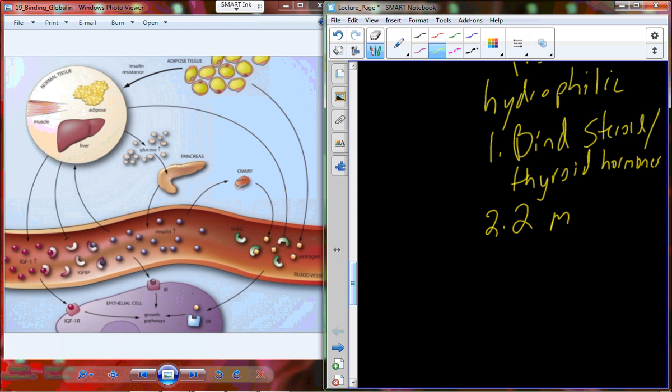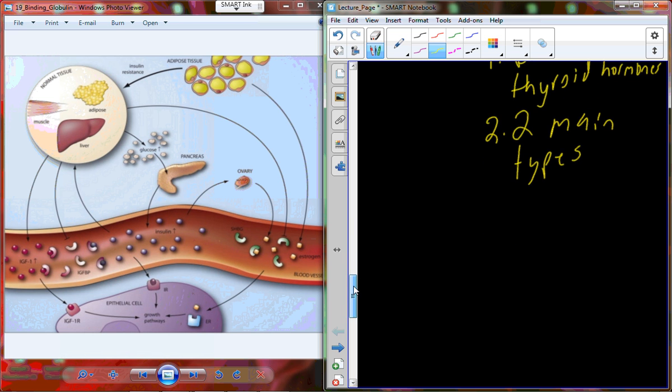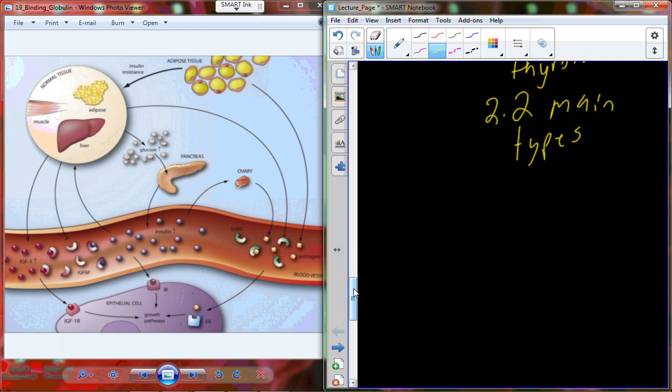Now, there are two main types of these proteins, and you've actually probably run into these types before. The two types are globulins and albumins. Okay, so these are transport proteins, and they're structured in such a way that they either look like a glob or the other thing we call albumin. Both are produced by the liver.